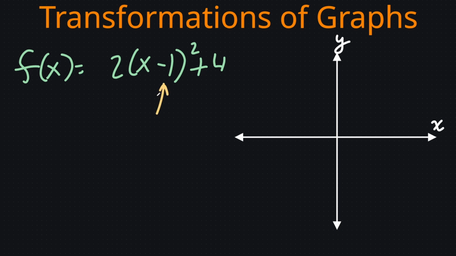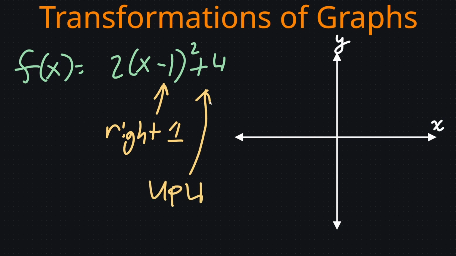First, I see there's a negative on the inside. That's a left-right action. This is going to move it to the right 1 because inside is opposite. There's a plus 4 on the outside. That's going to do what I expect because it's on the outside. That's going to move it up, down. So I'm going to say up 4 from the outside.